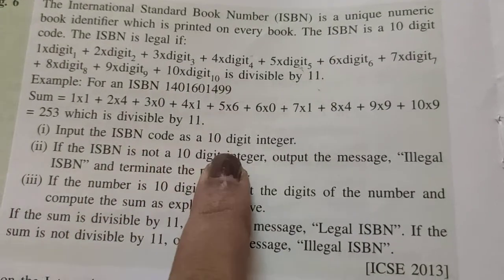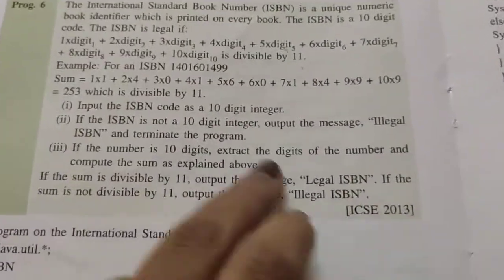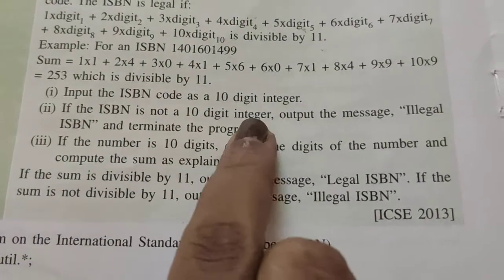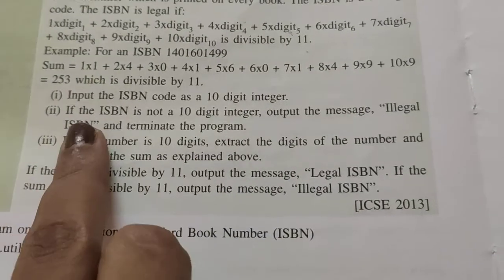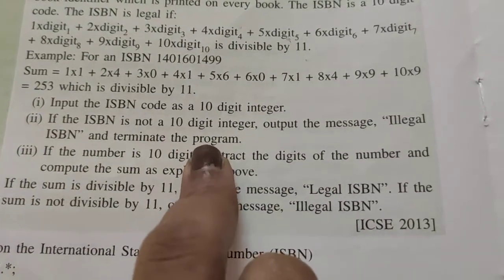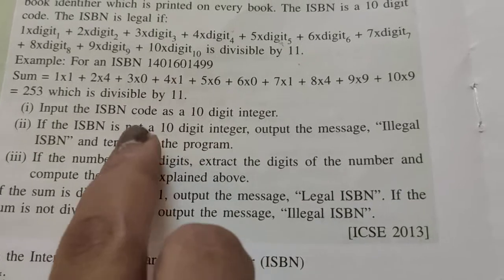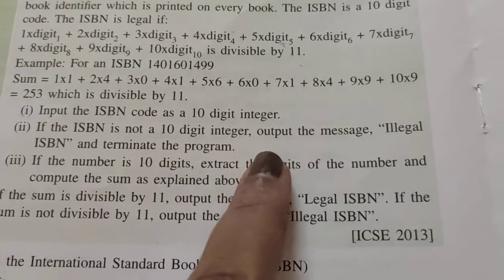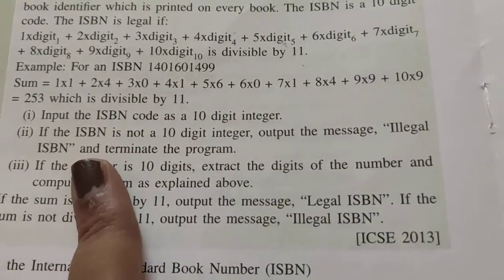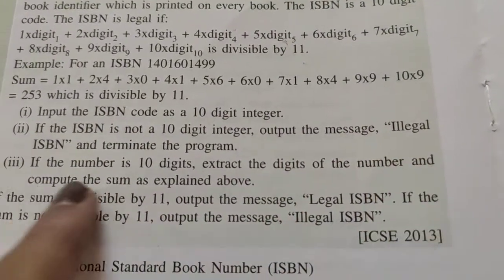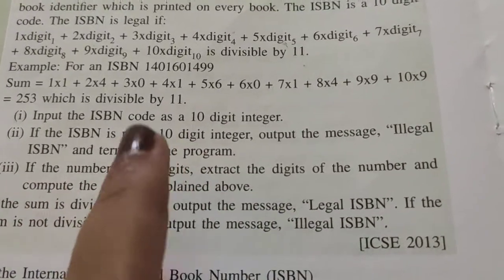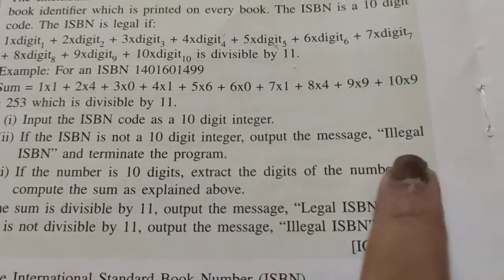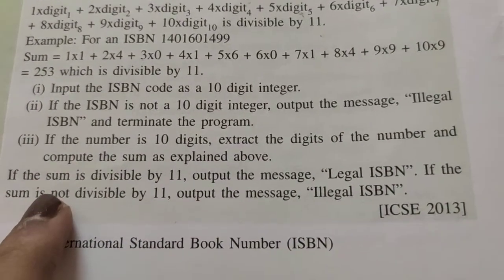Input the ISBN code as a 10-digit integer. So this is the input we are going to get from the user. We are going to ask the user to enter a 10-digit integer. Then we are going to check whether the user has given exactly a 10-digit number. If it is less than 10 digits or greater than 10 digits, we have to display the message illegal ISBN.